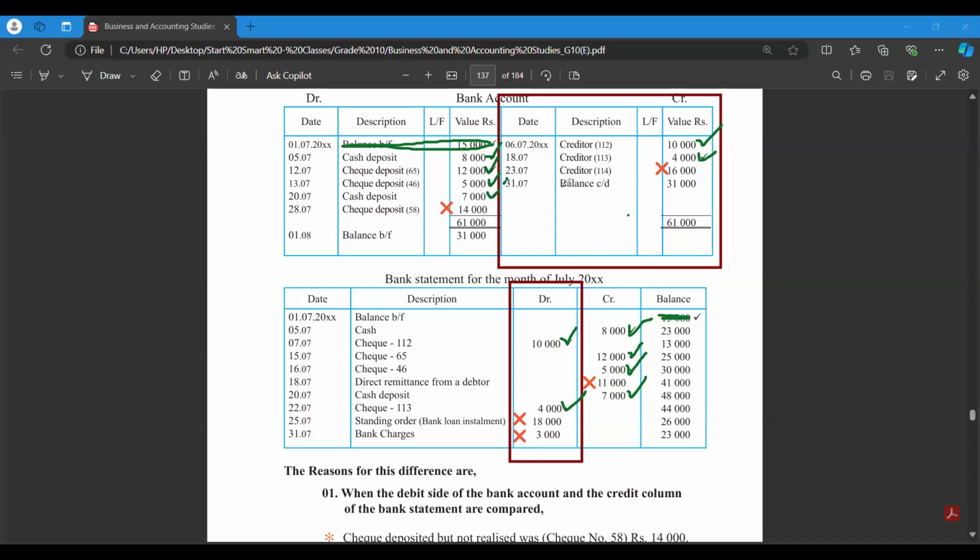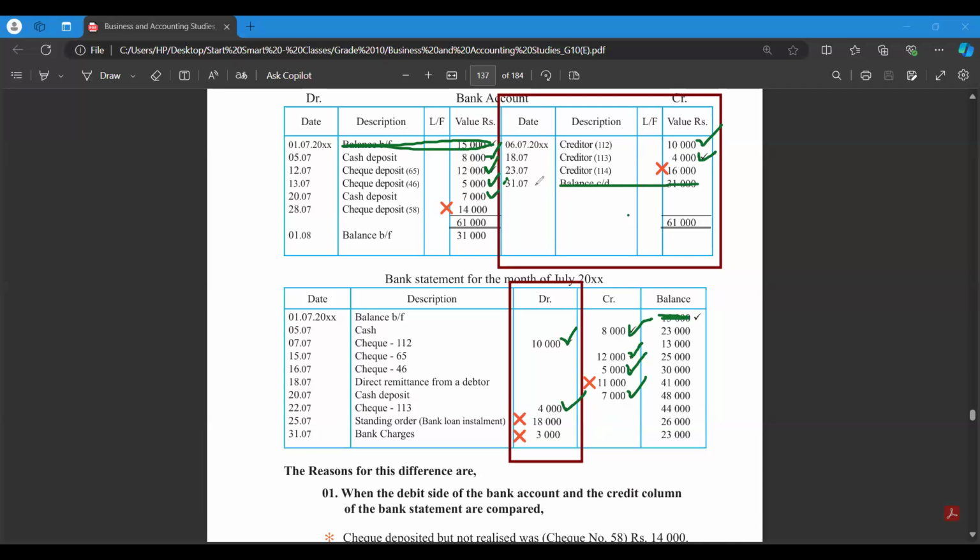So forget about this 31,000, which is a balance carried down. Okay, so this is different. You don't want to record it. It's not a transaction. It's just the final balance, which is used to balance the account off. All right. So are we all good with identifying the differences, guys? Any questions, anyone?